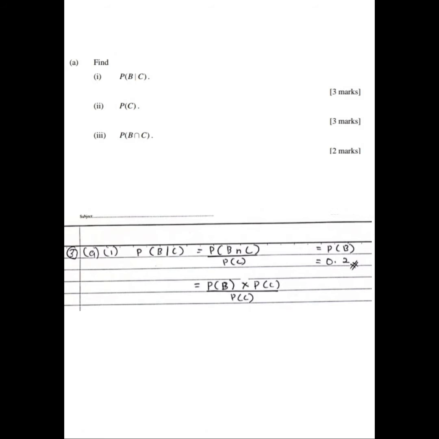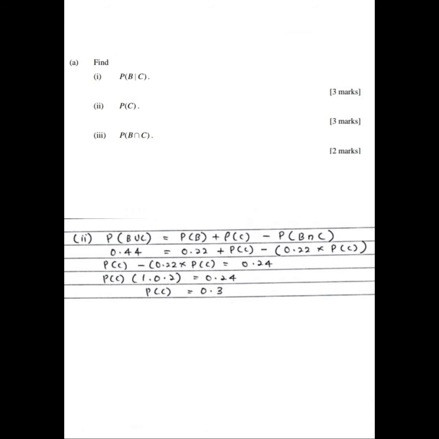For A Roman 1, probability B given C is equal to probability B intersect C over probability C. So probability B times probability C over probability C. Probability B is equal to 0.2. So for the next question, we need to find probability for C.